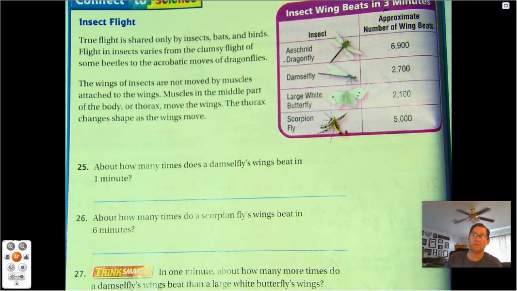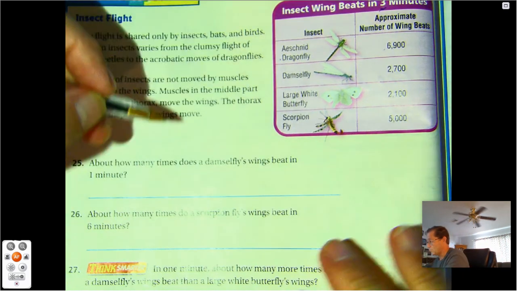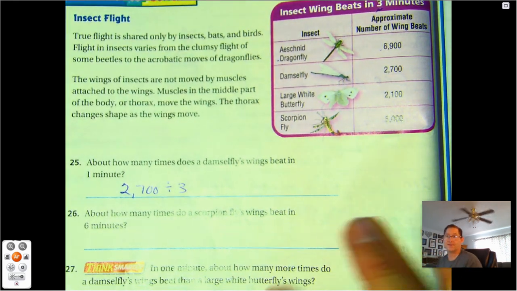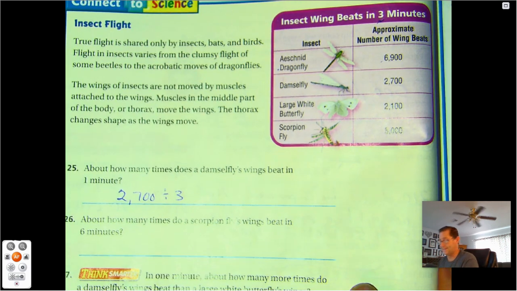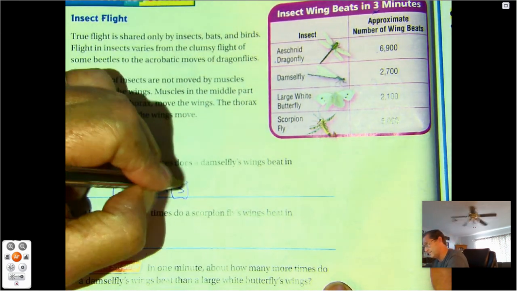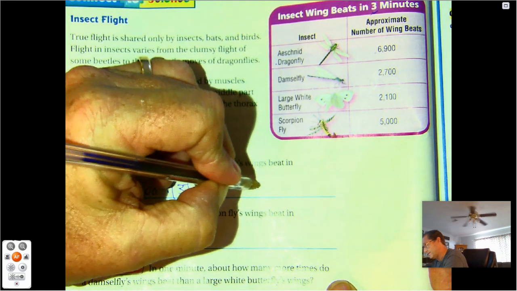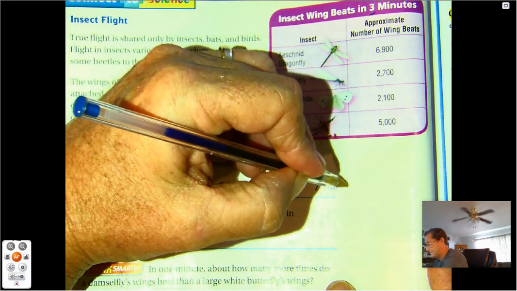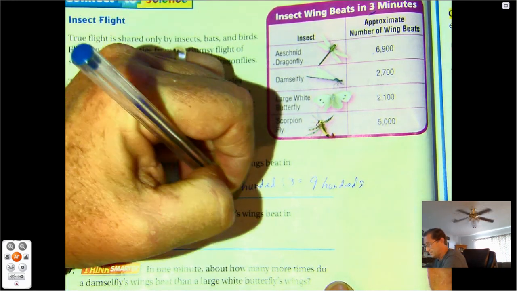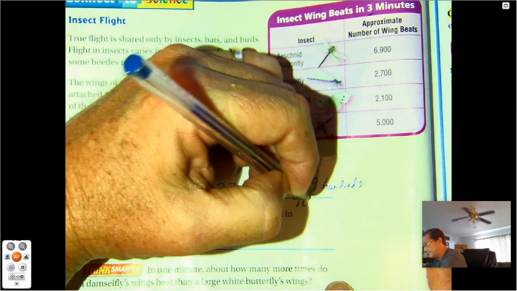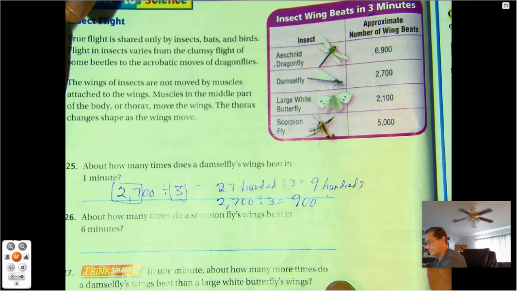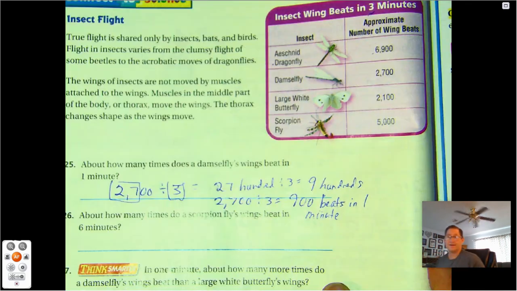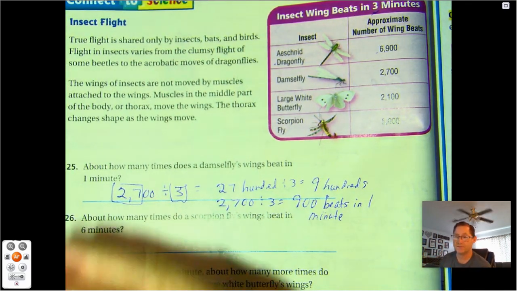So what you're going to do with that is you're going to take the 2,700 and we're going to divide by 3. If I divide by 3, that'll tell me how many per 1 minute. So the basic math fact is 27 divided by 3. So we have 2,700 divided by 3. 27 divided by 3 is 9 hundredths. So 2,700 divided by 3, 900 beats in 1 minute. Now, if we added 900 three times, we should get 2,700. That would be 3 minutes. And 900, 1,800, 2,700, that would work.